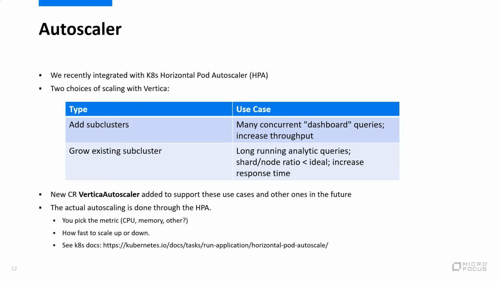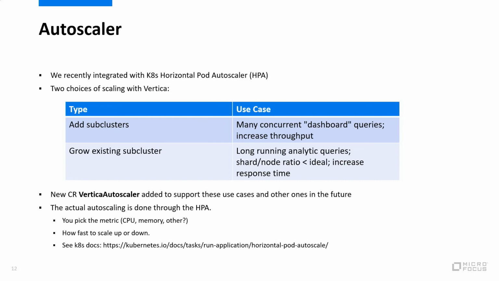Another way to scale is by growing the size of an existing subcluster. This type of scaling is ideal if you have long-running queries that would benefit from having their query distributed over many nodes. We recommend that the shard to node ratio be 2-to-1 or 3-to-1. If the actual ratio is below this, the queries could benefit by having more nodes to run on. To support these two different use cases, we added another custom resource called the VerticaAutoscaler. I'll go into this new custom resource in some detail on the next slide.